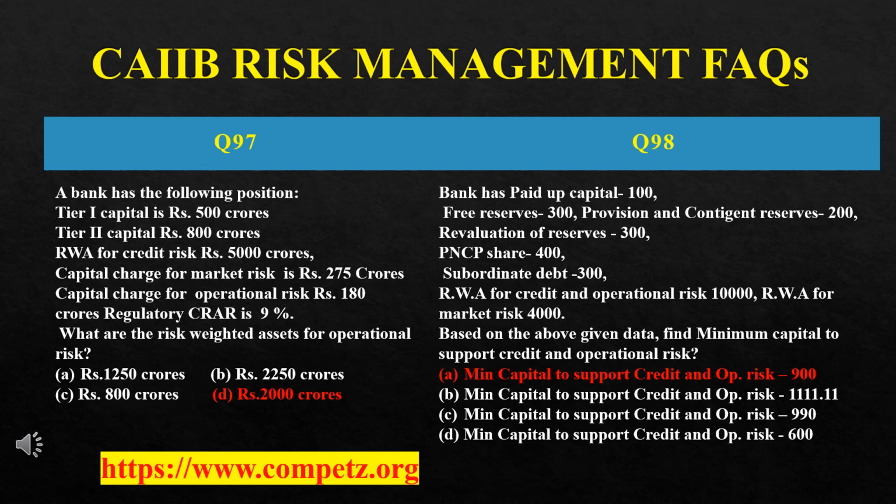Minimum capital to support credit and operational risk is the risk weighted assets of credit and operational risk multiplied by the CRAR. See here, what is the risk weighted assets for credit and operational risk? They have given 10,000. So 10,000 is multiplied by the CRAR, which is 9%. 9% will come as 0.09. 10,000 multiplied by 0.09 will come as 900. So the answer is option A. Minimum capital to support credit and operational risk is 900.